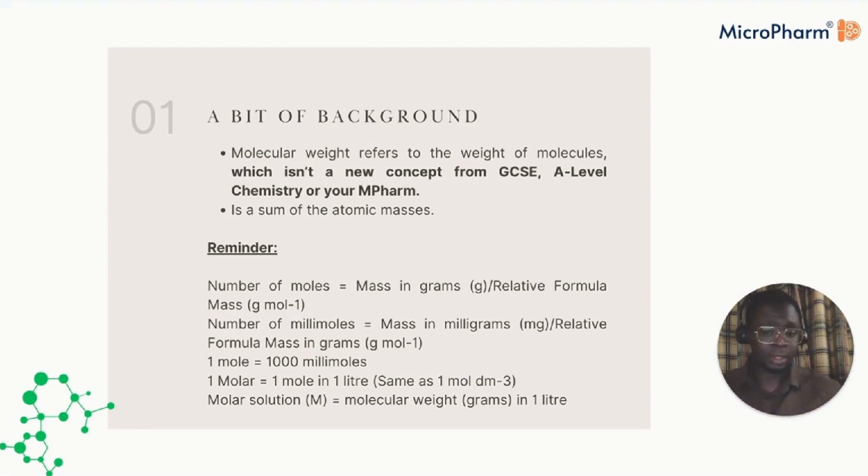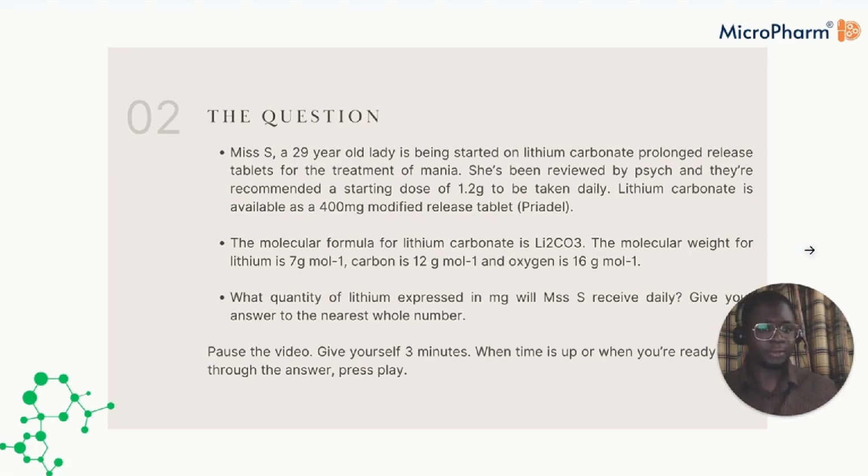You can calculate the number of moles by dividing the mass by the relative formula mass. Millimoles is really similar. You're just factoring in 1,000. Remember that 1 mole equals 1,000 millimoles, and 1 molar, when we think about solutions, is the same as saying 1 mole per decimeter cubed, which is also the same as saying 1 mole per liter. Again, these are all things for you to think about and remember as you're targeting these questions. Here's an example of such a question.